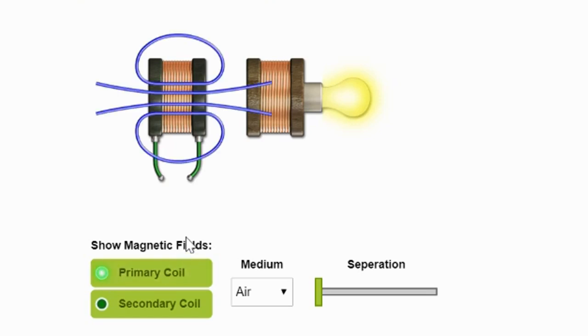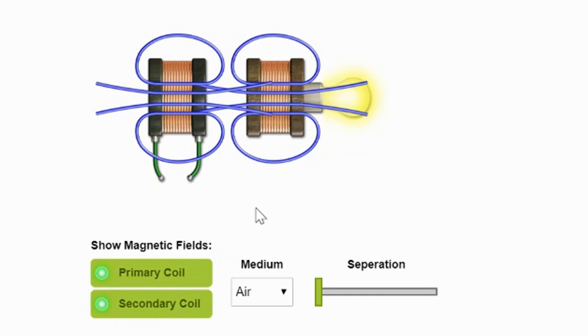And remember, transformers work with alternating current. So by the fact that there is an alternating current, the magnetic field of this coil is constantly changing directions. So that means the secondary coil is in the presence of a changing magnetic field. And because it's in the presence of a changing magnetic field, there will be an induced current in this secondary coil. And so I can show the magnetic field in that secondary coil, and it looks like that.